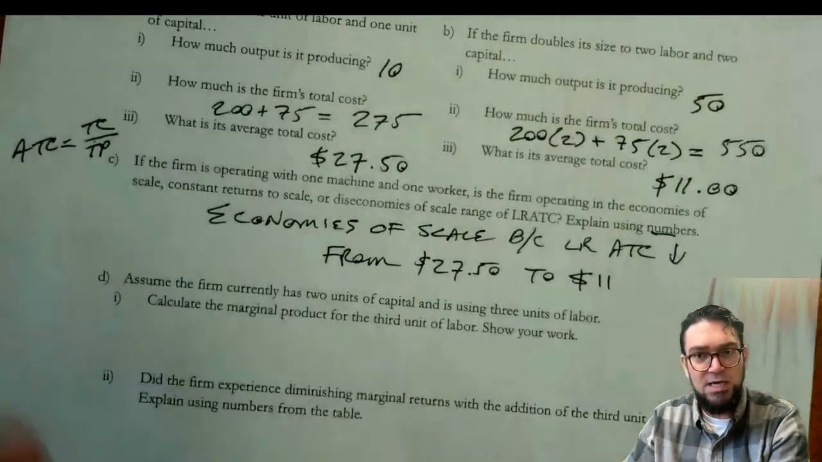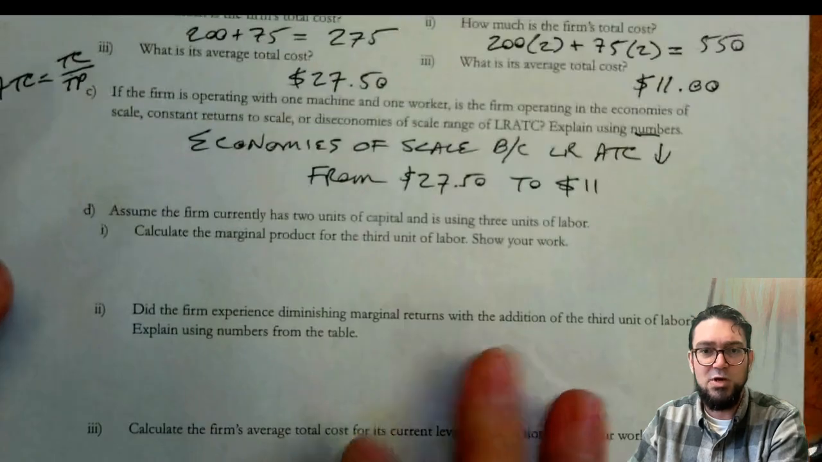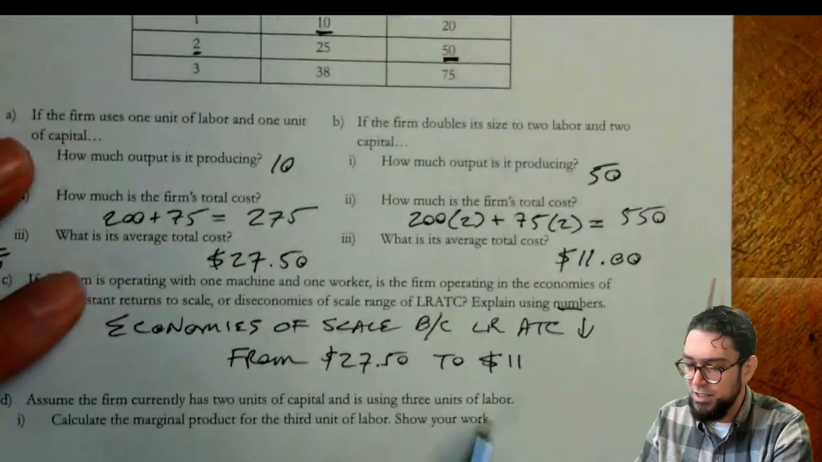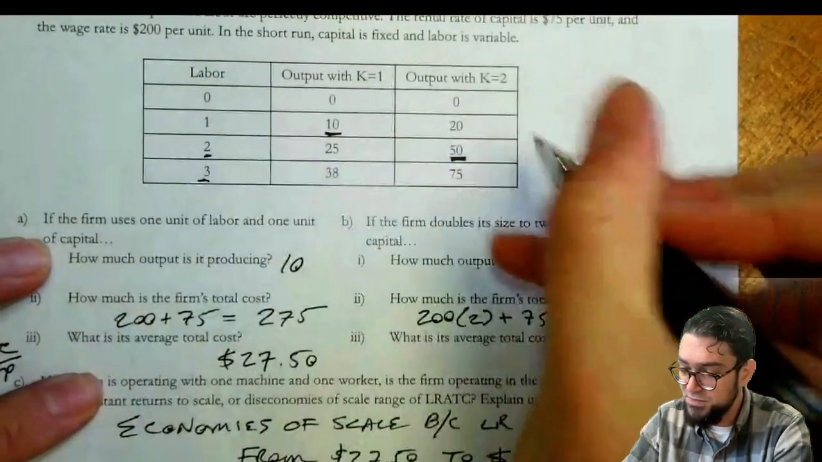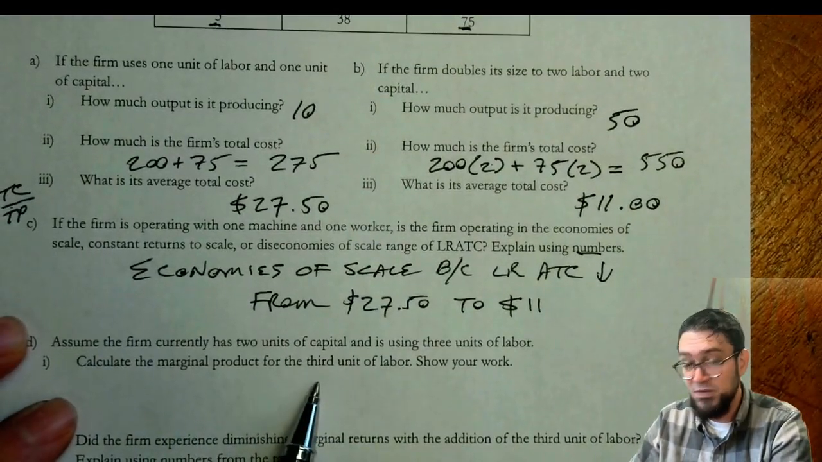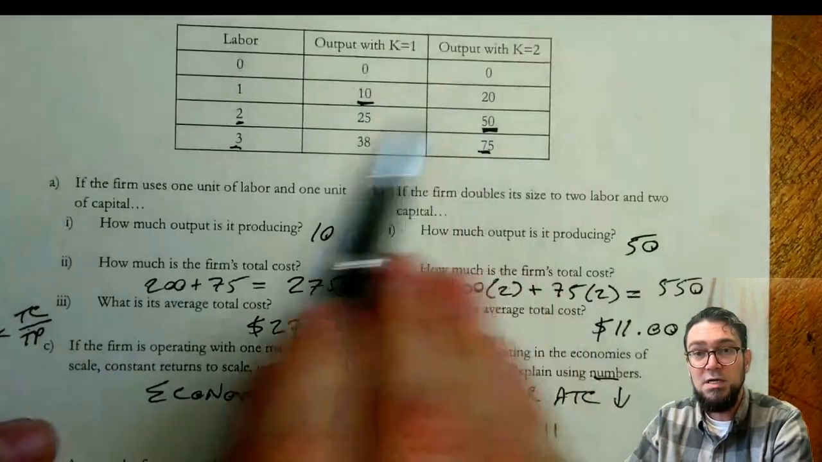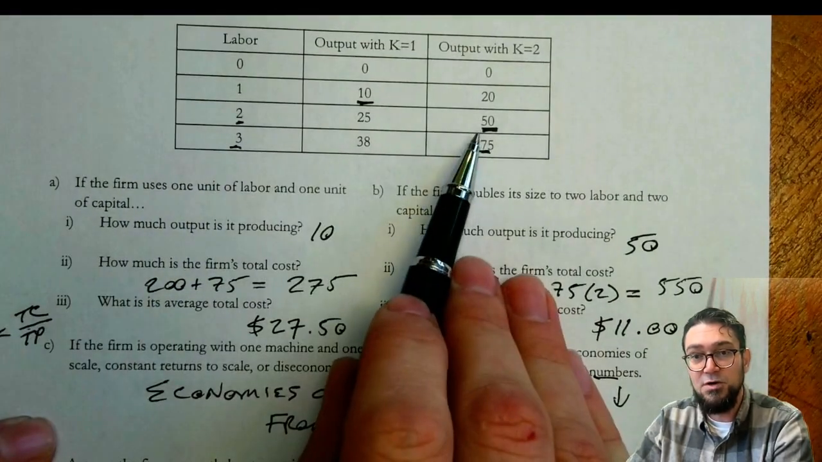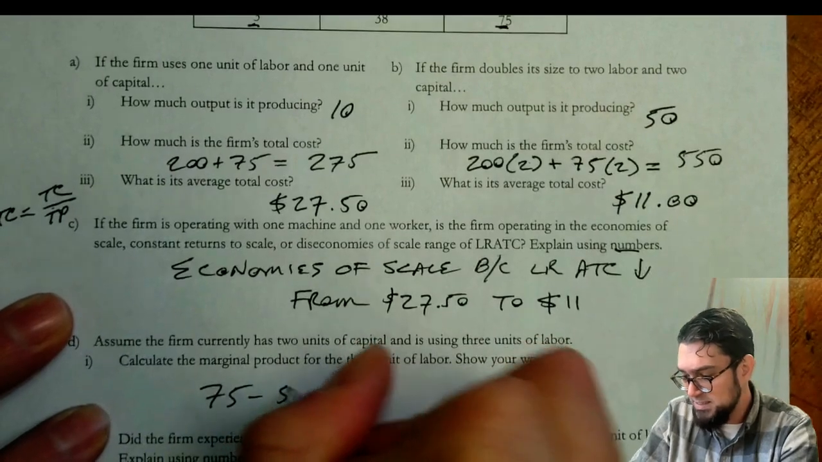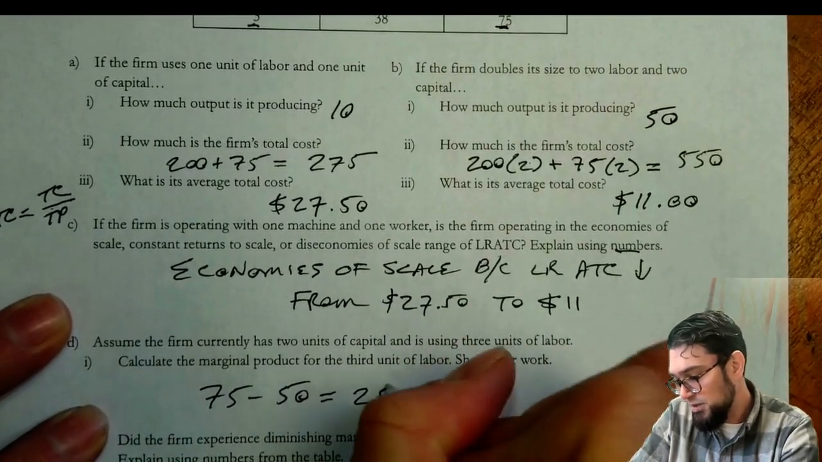Okay, so not too bad once you kind of understand how to read these types of problems. Assume the firm currently has 2 units of capital and 3 units of labor. So we have 3 units of labor, 2 units of capital, so we're at 75. Calculate the marginal product for that 3rd unit of labor, show your work. So when we moved from the 2nd to the 3rd, we went from 50 to 75. So showing our work, 75 minus 50 equals 25.